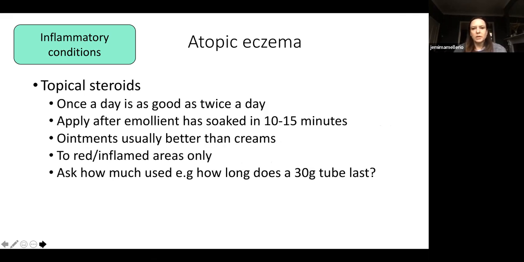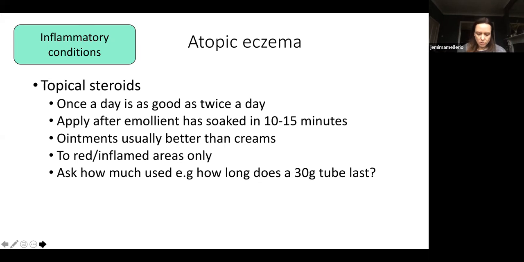So topical steroids, the evidence really is that once a day is as good as twice a day. So in most instances, we'll just recommend using a topical steroid at the end of the day. So apply the emollient first of all, and usually let that soak in for 10 to 15 minutes, and then apply the topical steroid. And you just want to apply that to the red inflamed areas. So whereas your emollient will go all over, after 10 to 15 minutes, you just come back and target those red areas. And generally speaking, we prefer to use ointments than creams. There are fewer preservatives and they tend to work a bit better.